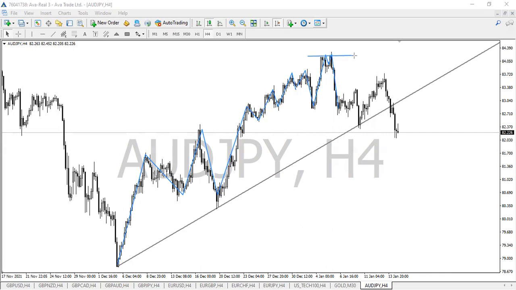Remember, when we have a corrective and impulse, we are expecting a pair to always move up. That's why other people call them higher high, higher low, higher high, higher low. So this point is your higher high, and this one is a higher low, just like that, moving up. And when we begin to move down, we have lower low and lower high, lower low, lower high, just like that.